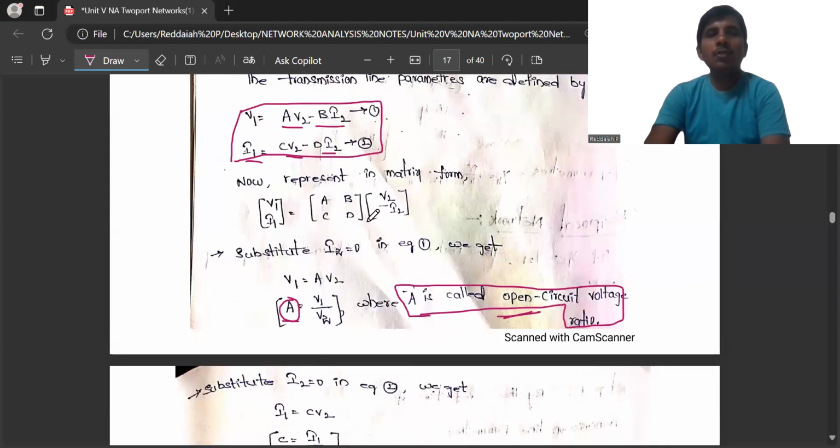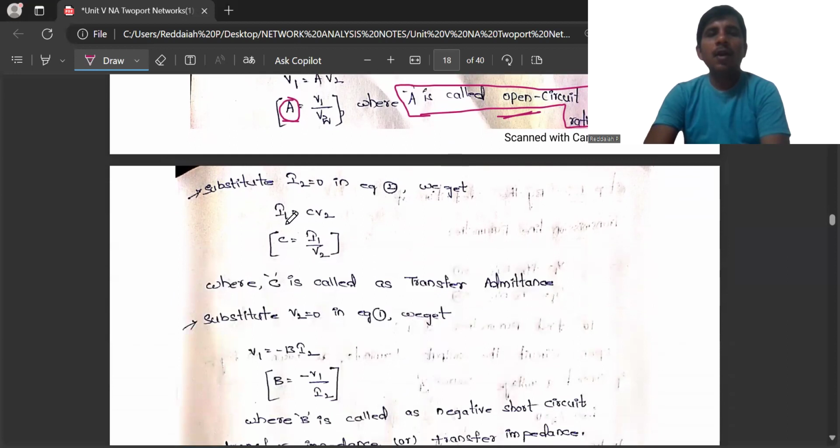Substitute I2 equal to 0 in equation 2, then D becomes 0, and you will get C. I1 equal to C V2, from that C equal to I1 by V2. C is called transfer admittance. A is called the open circuit voltage ratio, C is called the transfer admittance.